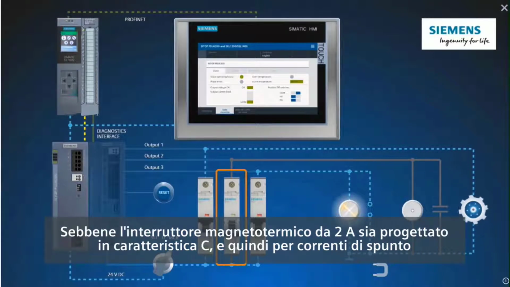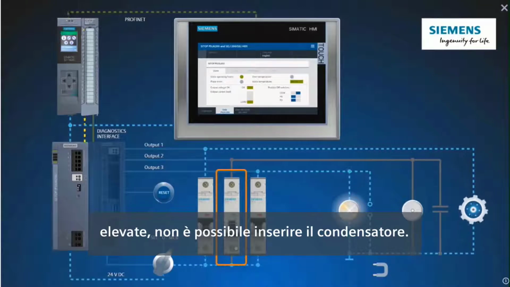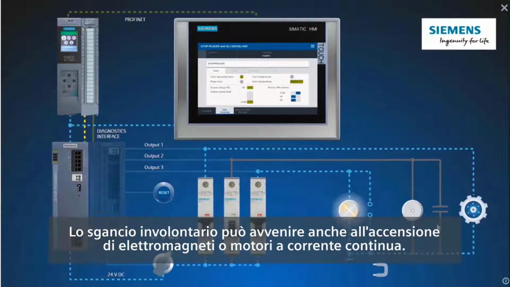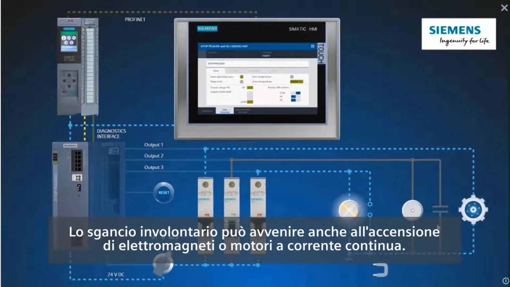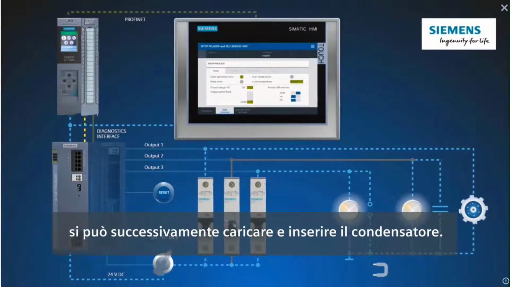Although the 2 amp circuit breaker is designed in characteristic C, that is for high inrush currents, the capacitor cannot be connected. The unintentional tripping can also happen when switching on electromagnets or DC motors. Only by switching on the miniature circuit breaker several times can the capacitor be successfully charged and switched on.